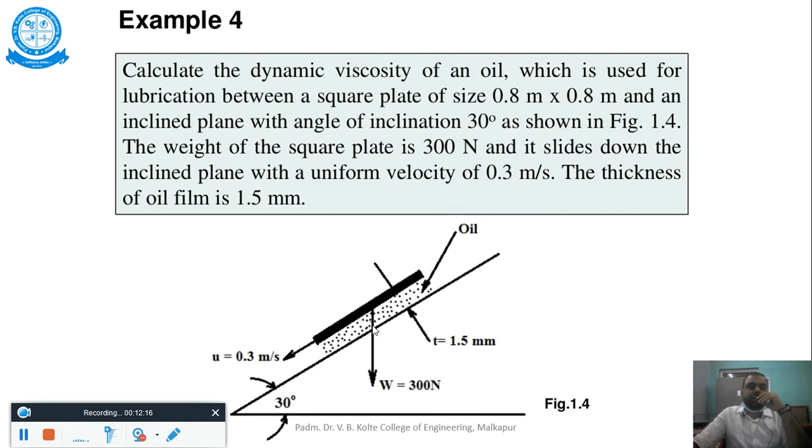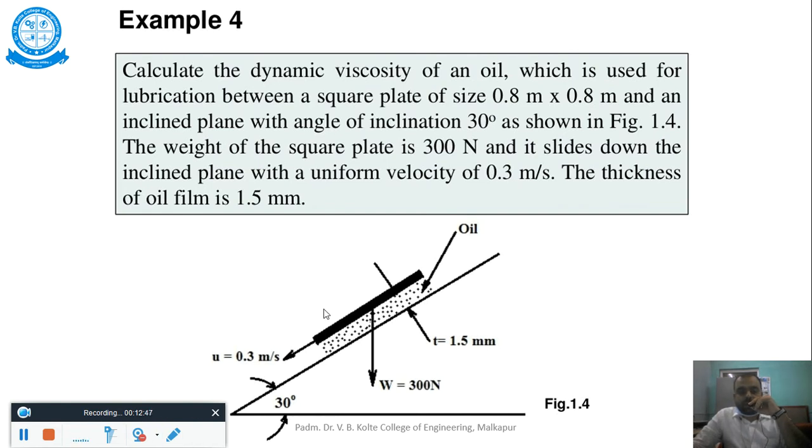So next numerical. Calculate the dynamic viscosity of an oil which is used for the lubrication between a square plate of size 0.8 meter into 0.8 meter and an inclined plane with an angle of inclination 30 degree, shown in figure. The weight of the square plate is 300 Newton and it slides down the inclined plane with a uniform velocity of 0.3 meter per second. The thickness of the oil film is 1.5 mm.